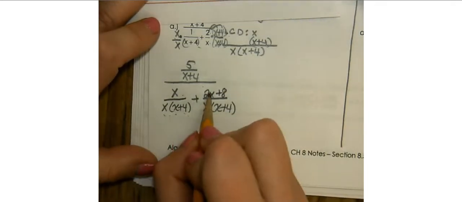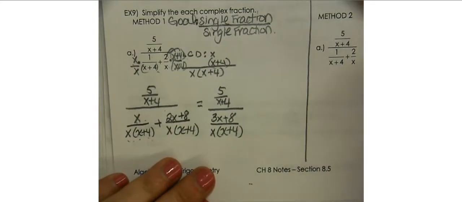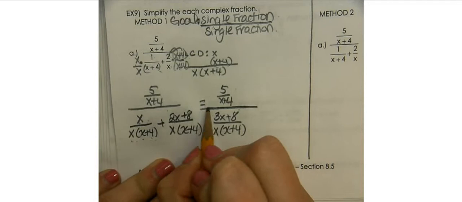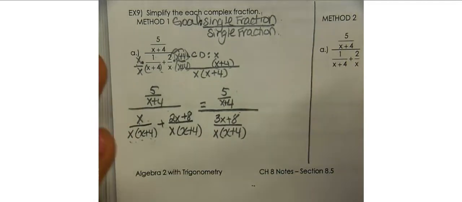So now that I have a common denominator, I can combine my numerators, and I now will have, I'm going to write an equal sign, 5 over x plus 4, all over x plus 2x is 3x plus 8, all over x times x plus 4. Cool, I've just achieved my goal. My goal is to have a single fraction over a single fraction, and that's exactly what I have here. It's very important that you make your fraction bar big so that you know where your numerator is and where your denominator is. It's very important that you have that.